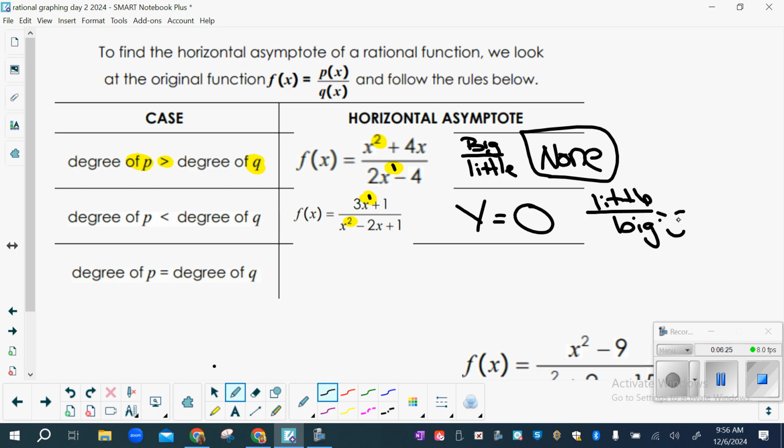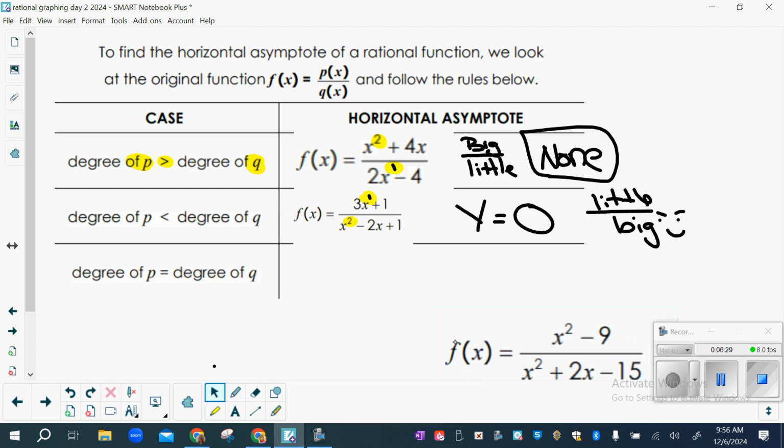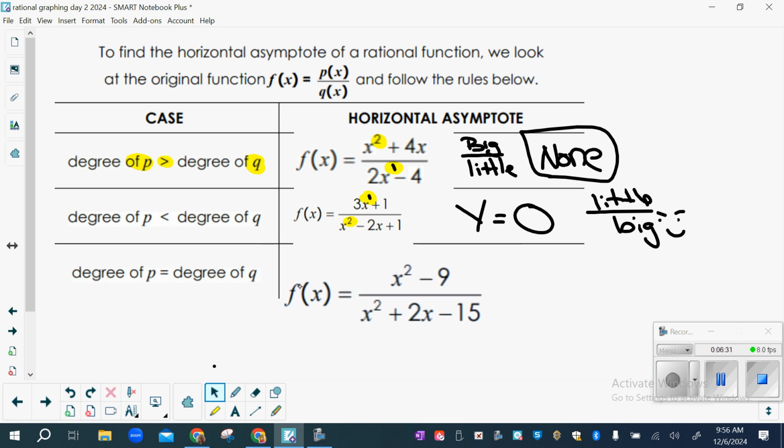Now, what happens if they're the same? If they're even Steven? They're like, dude, what if we're the same strength? You're going to get lava. But it's not going to be all over the floor. It's going to be on another floor of the building. And how do you know what floor it is? Wait till I show you.